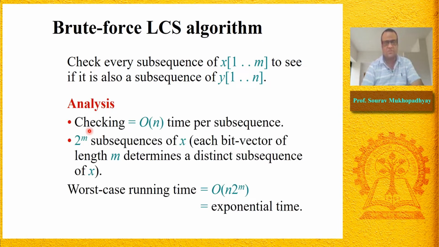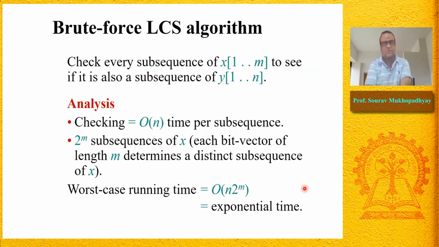So checking each subsequence will cost us order of n, because the size of Y is n, and there are 2 to the power m subsequences. This is the power set, a kind of bit vector, where one bit says whether an element is present or absent. So the worst case runtime for this is n times 2 to the power m, which is exponential time. But we want to do it in a faster way.